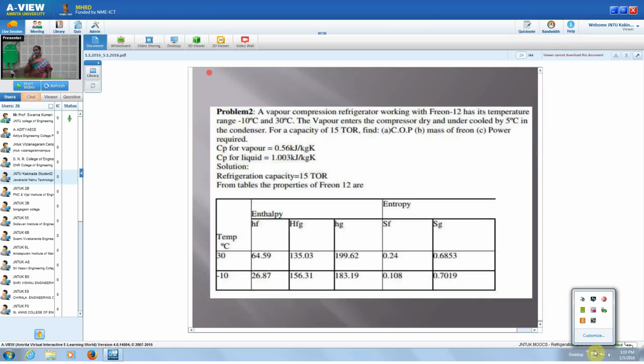and undercooled by 5 degrees centigrade in the condenser. So at the suction of the compressor, here the refrigerant is dry and saturated vapor. Then at the end of the condensation, it is liquid and it is again subcooled by 5 degrees centigrade. For a capacity of 50 tons of refrigeration, determine the coefficient of performance, mass of the refrigerant and the power required.